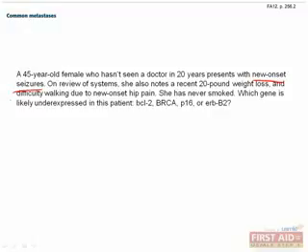On review of systems, she also notes a recent 20-pound weight loss and difficulty walking due to new onset hip pain. She has never smoked. Which gene is likely underexpressed in this patient? BCL2, BRCA, P16, or ERB-B2?